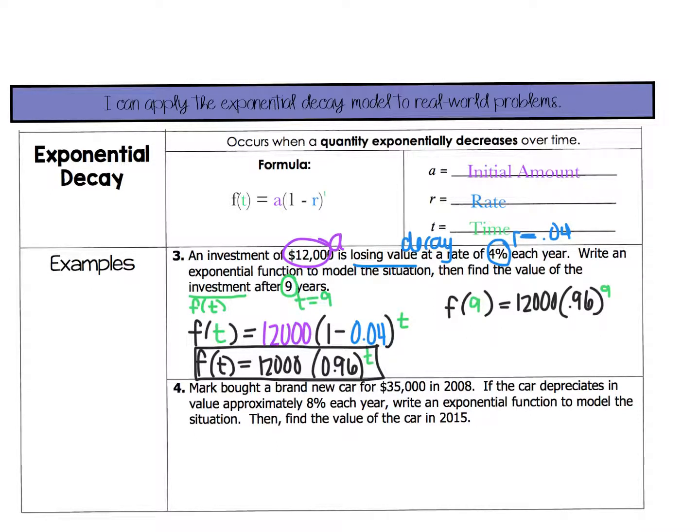And since what I'm looking for is already isolated, I can literally just type this into my calculator. So when I type it into the calculator, I end up with an input of 9 gives me an output of 8310.4080. Oops.